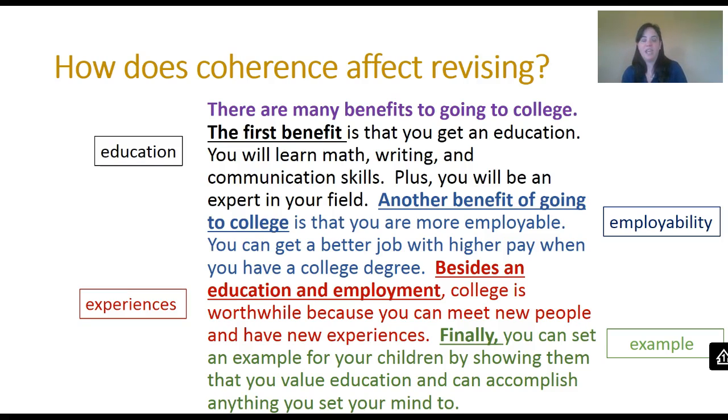Here I've used a different type of transition. I didn't want to keep saying another benefit is. So instead, I summarized the first two benefits before presenting my new benefit. And then I ended my paragraph with the idea of setting an example for your kids. And I've started that sentence by using the transitional phrase, finally. Finally, you can set an example for your children by showing them that you value education and can accomplish anything you set your mind to.